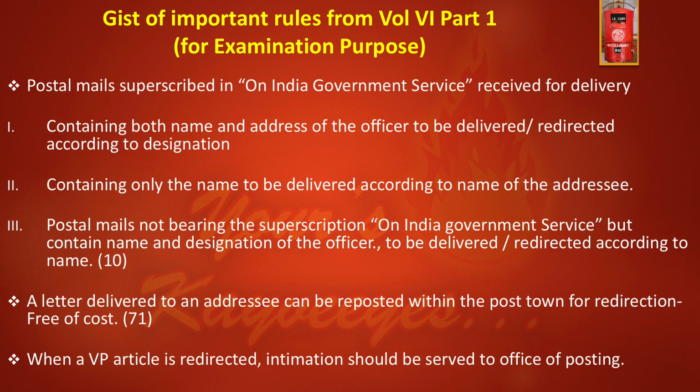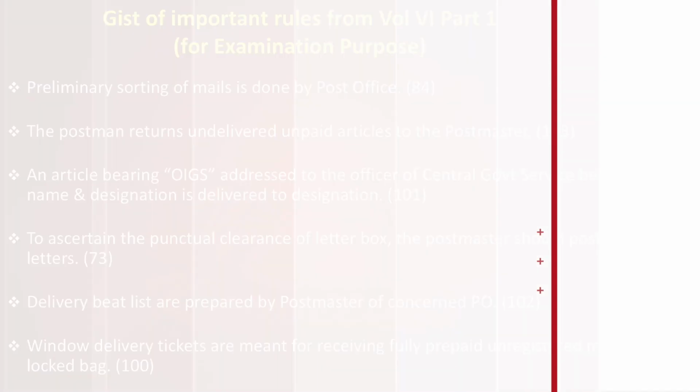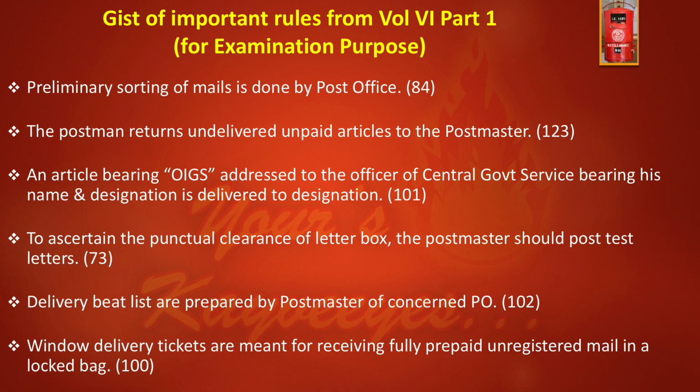A letter delivered to an addressee can be reposted within the post town for redirection free of cost. Rule number 71. When a VP article is redirected, intimation should be served to the office of posting. Preliminary sorting of mails has to be done by the post office. Rule number 84. The postman returns undelivered, unpaid articles to the postmaster.